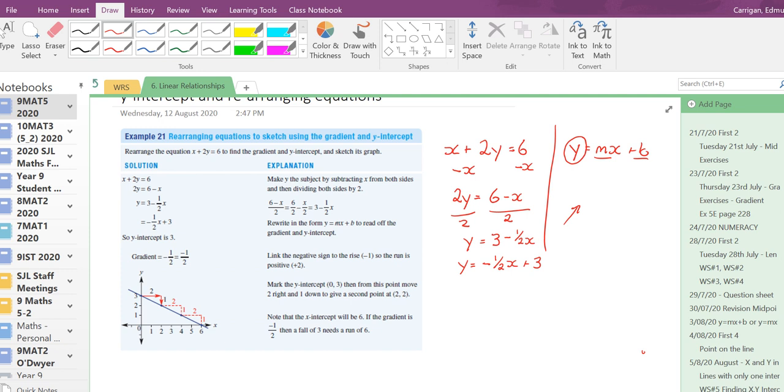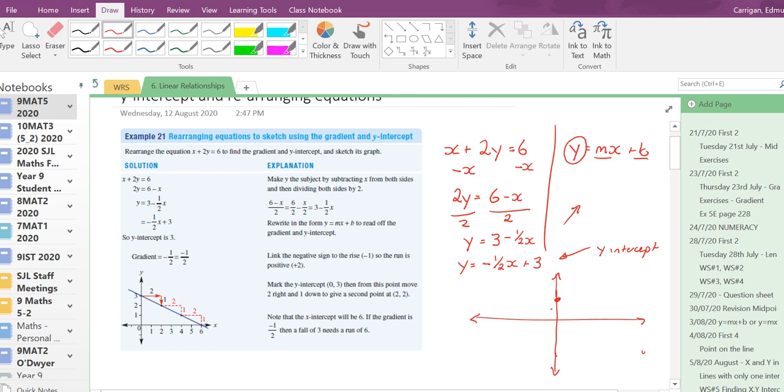And now we've got our equation in that form. We know that the gradient is minus a half and the y-intercept is 3. What we're doing in this one, we're taking it one step further. We're using that information to graph the line. We recognise that this is the y-intercept, so we come over and find it. That is when x equals 0, y equals 3. So (0, 3).